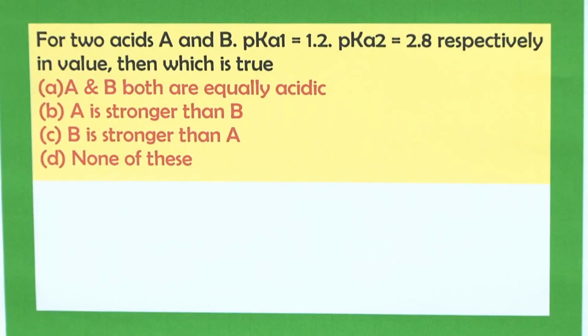The next question is, for two acids A and B, pKa of one acid is 1.2, pKa of another acid is 2.8 respectively. That is, pKa for acid A is 1.2 and pKa of acid B is 2.8. Then which is true? Option A, A and B both are equally acidic. Option B, A is stronger than B. Option C, B is stronger than A. Option D, none of these.